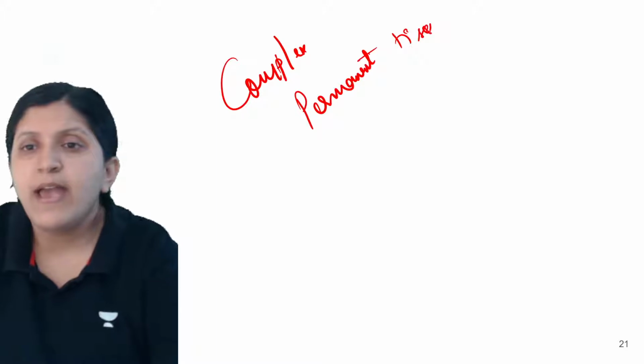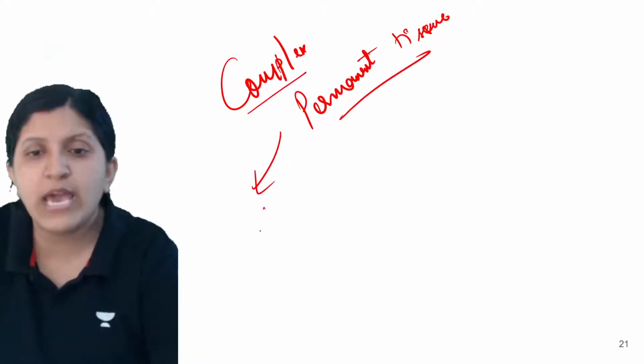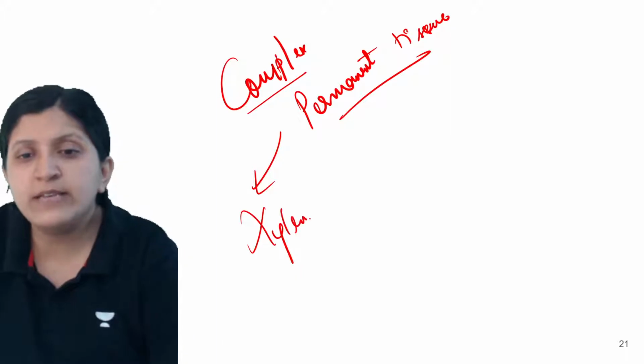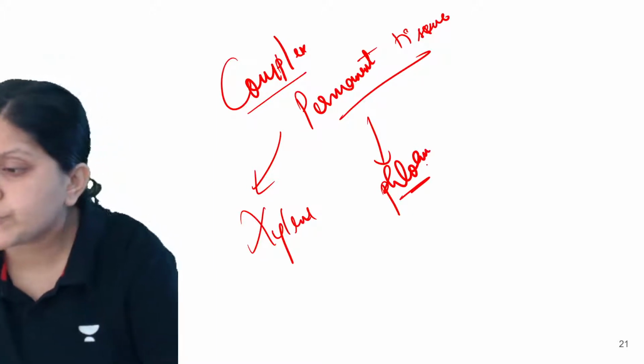All right. And with respect to that, so we have two types. So there is xylem and then there is phloem. So these are the ones which can be seen in there.